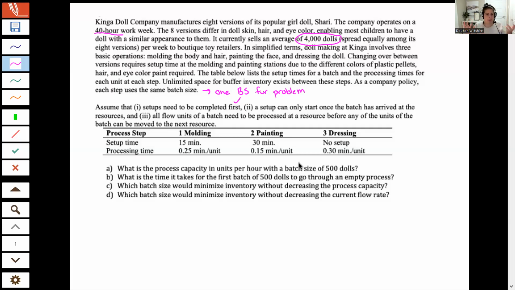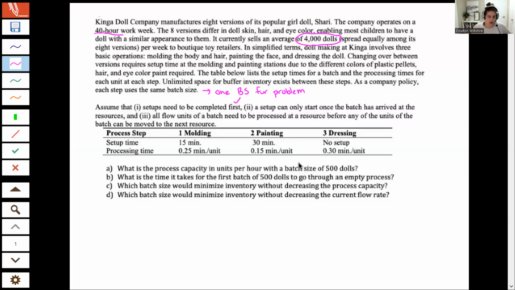In a typical problem, we might do setup for the first stage, and while we're working and actually producing at that first stage, we can be setting up for the second stage so that we're ready to go. We can stack those setups. You can't do that in this problem. It just makes it a little bit simpler for some of the calculations. And then all flow units of a batch need to be processed at a resource before any of the units can be moved to the next resource.